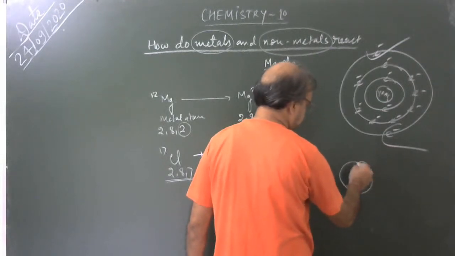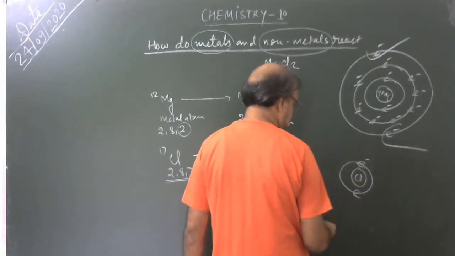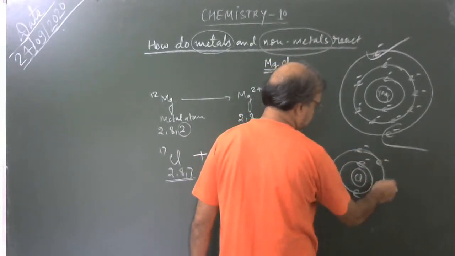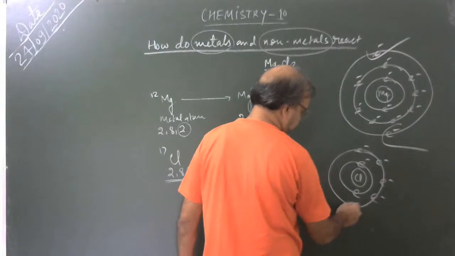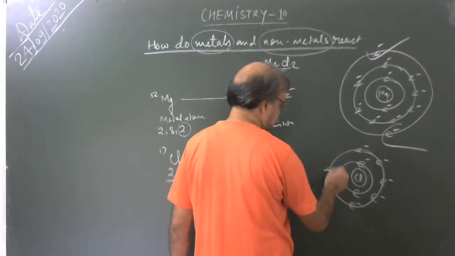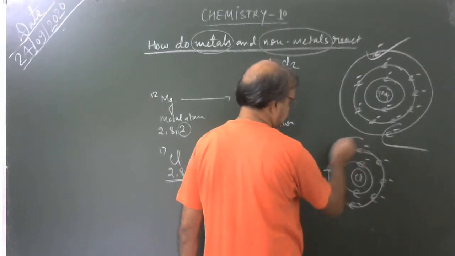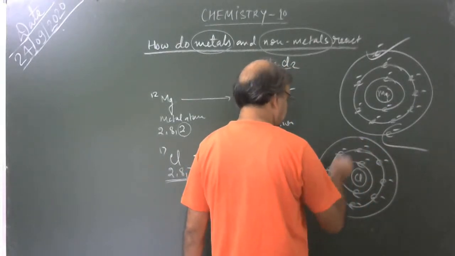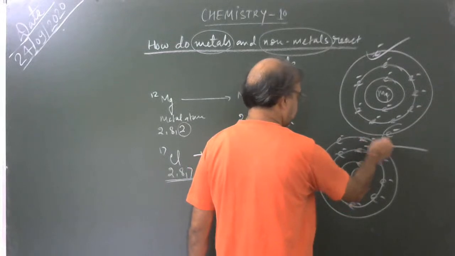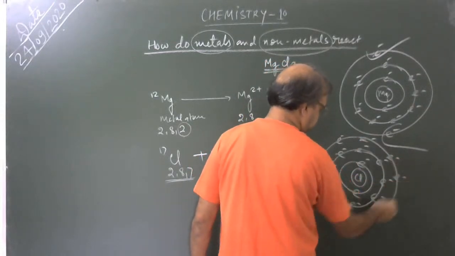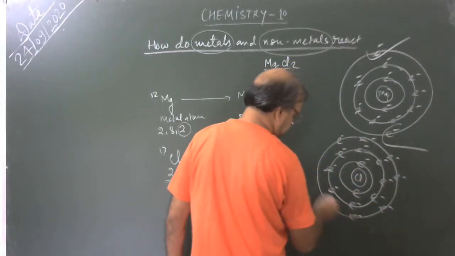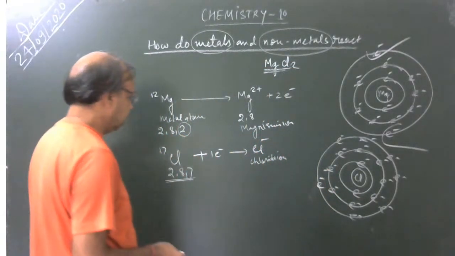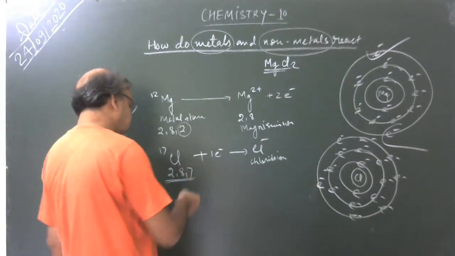In the first shell, there are 2 electrons. In the second shell, there are 8 electrons. And in the third shell, there are 7 electrons in the chlorine. So 7 electrons are there.